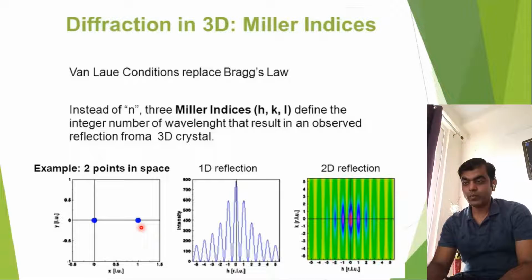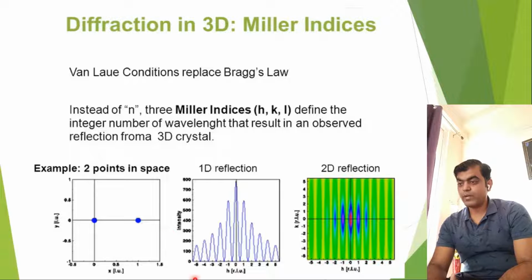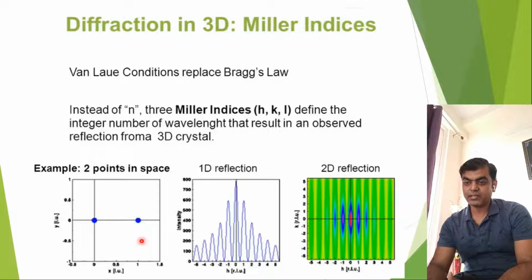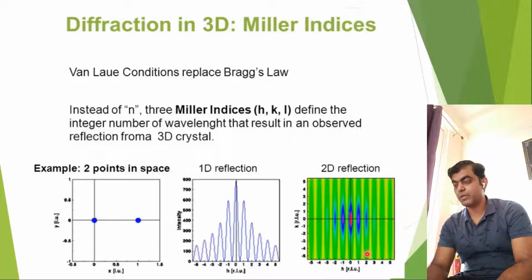But that's not true when you talk of the lattices. So when we talk of the lattices, this is one reflection in one dimension, we are getting it. But when we change the dimension and get a 2D reflection, we get something like this, which is much different from the previous two images.